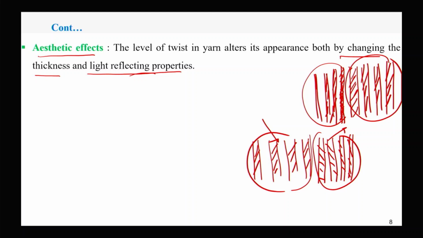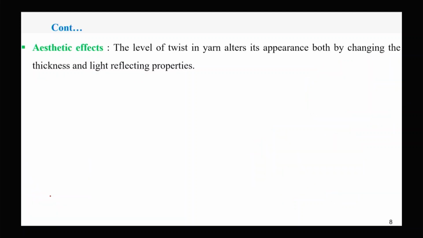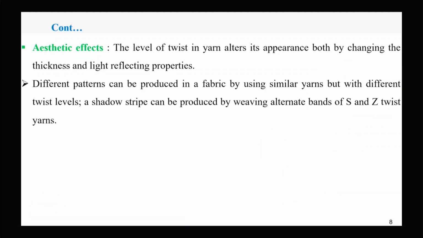So you will get the same yarn, same color, say both are black, but you will get a clear shadow effect, a clear stripe. This type of aesthetics we can develop by playing with the twist only. So different patterns can be generated. We are weaving alternate bands of S and Z twist, as I have explained. Shadow stripe effect is very popular in worsted suiting.